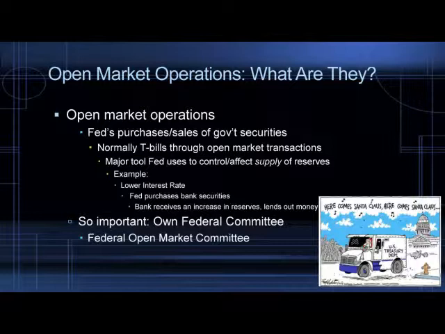An example of an open market operation is the Fed purchasing bank securities, and in turn, banks would receive an increase in reserves. This will cause a lowering of interest rates, which we'll discuss later.